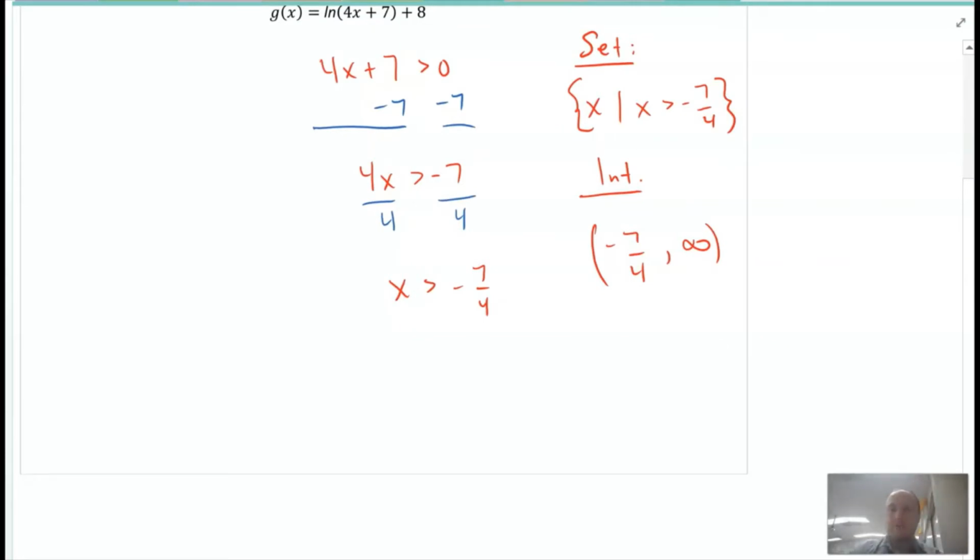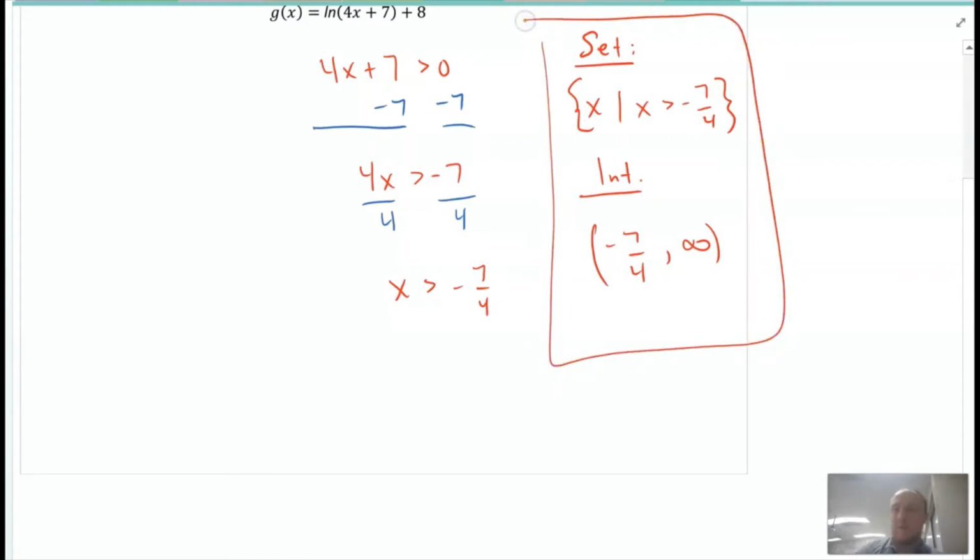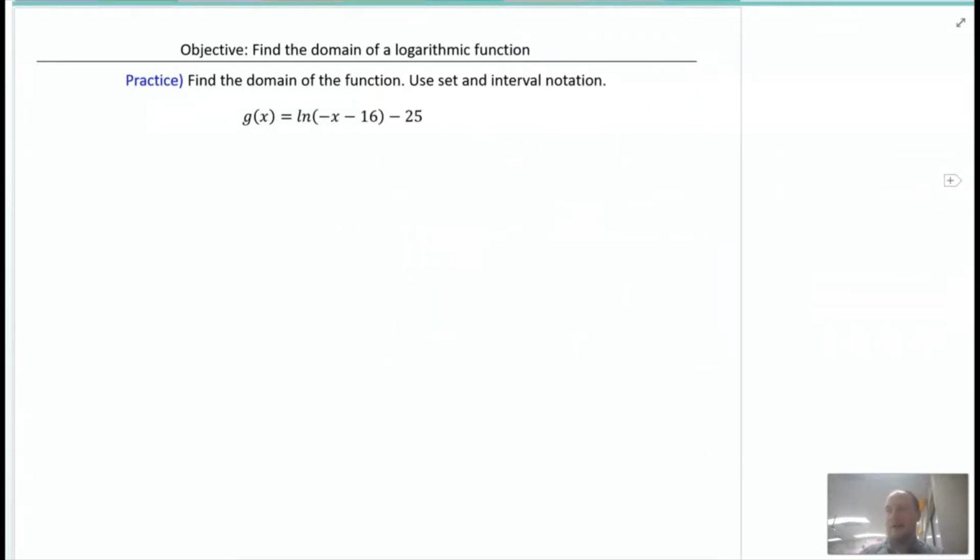Okay, so there are a couple of examples. I have a practice set for you. Please pause the video and try this example. Okay, so hopefully you've tried this example. Here is the solution.